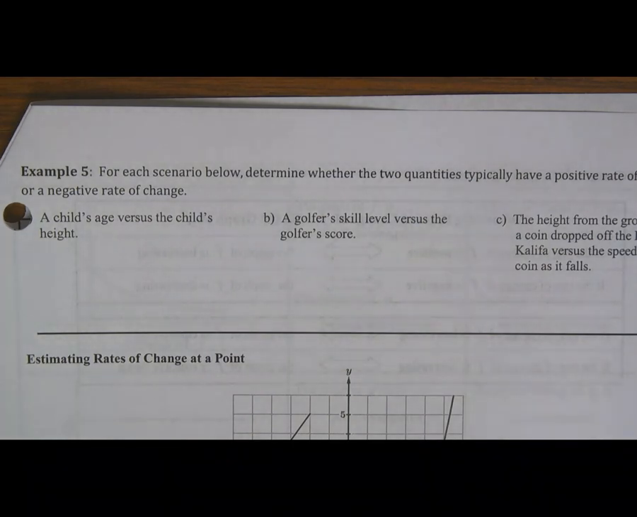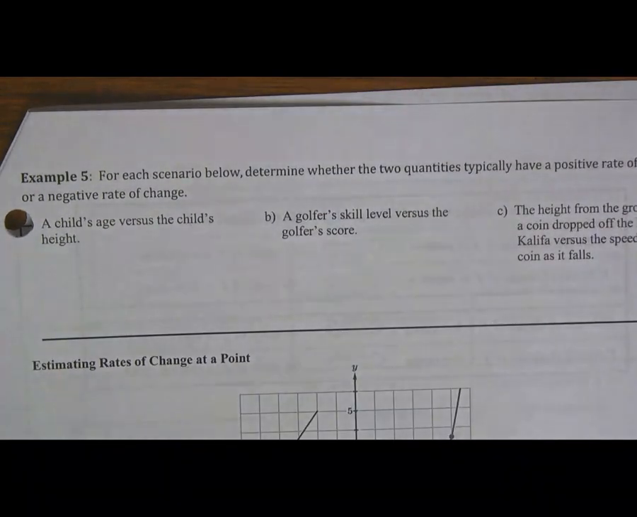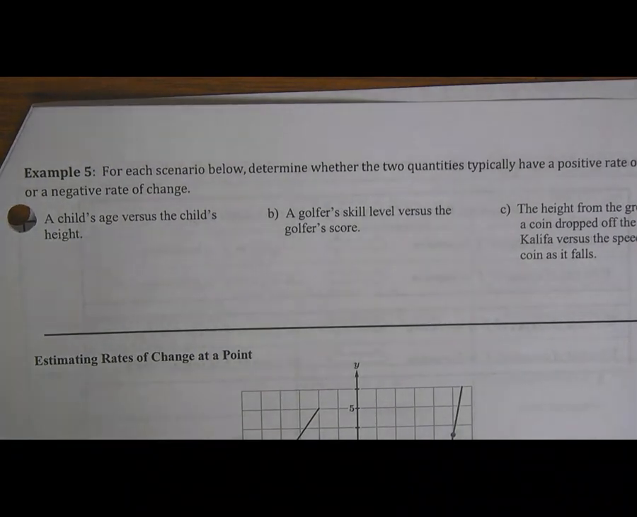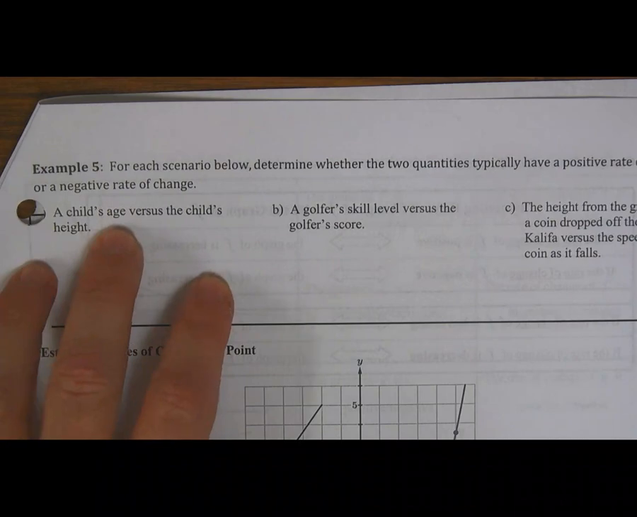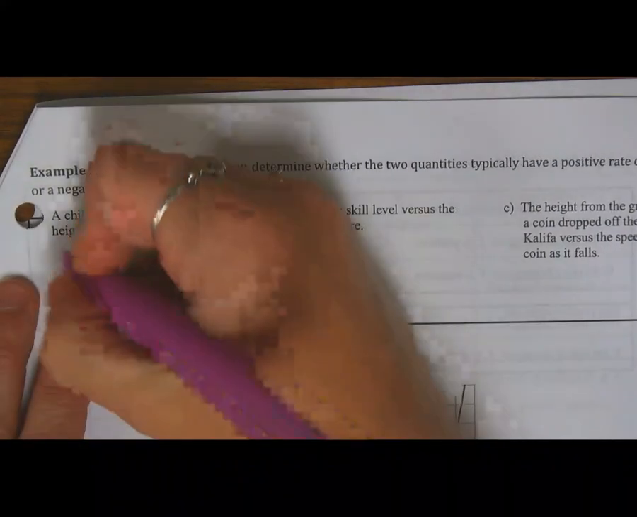And eventually, when I quiz you on this stuff, you're going to have some situations like this where it says, for each scenario below, determine whether the two quantities typically have a positive rate of change or a negative rate of change. Like, do they have a positive relationship or a negative relationship? So let's look at a child's age versus the height. Okay, here's how I do these.